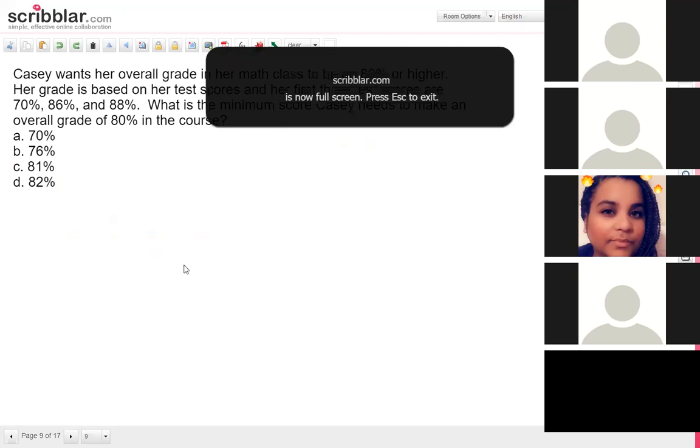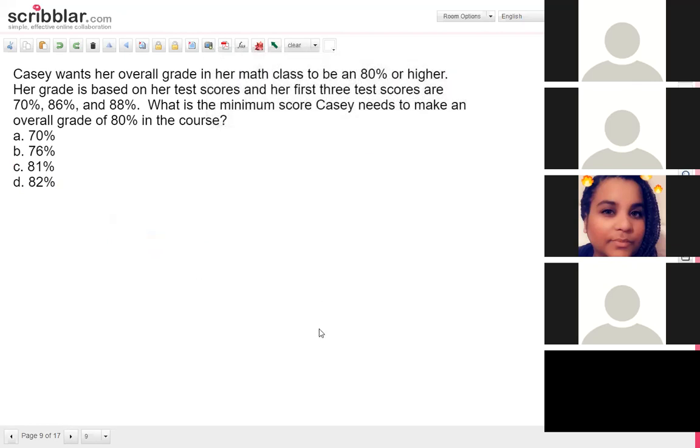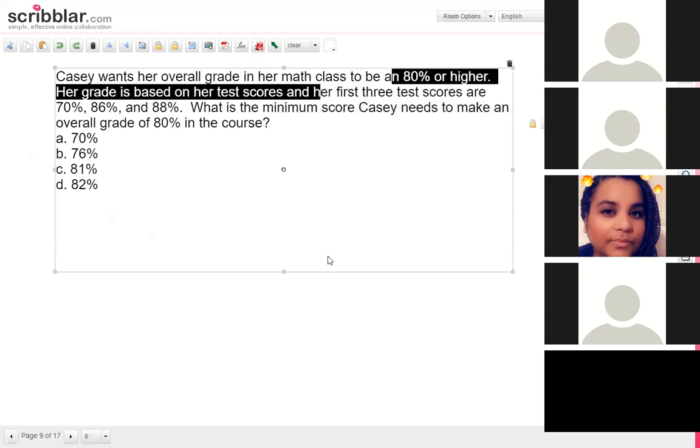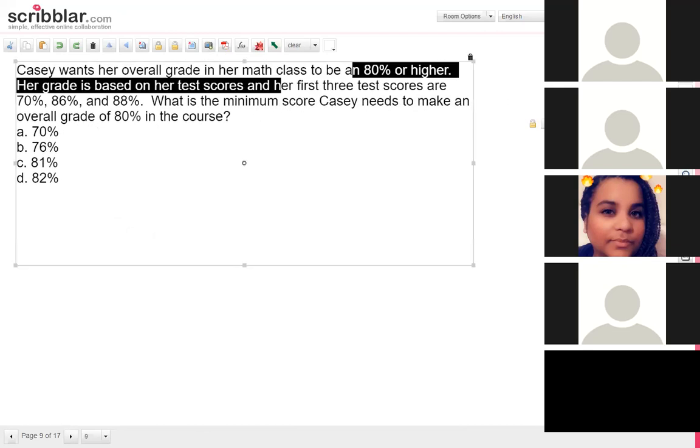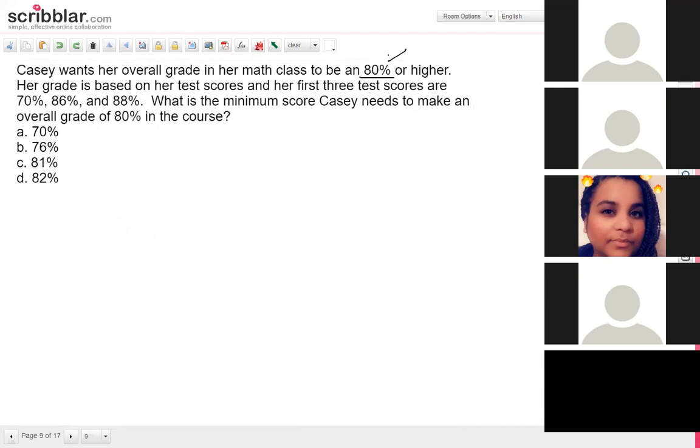So this says Casey wants her overall grade in her math class to be an 80% or higher. This number is the average. I meant to underline. We already know the average.